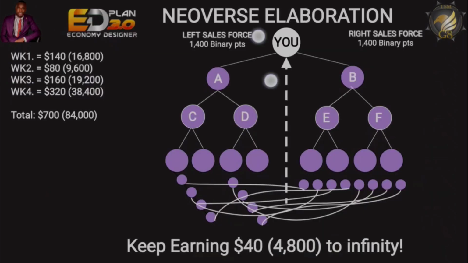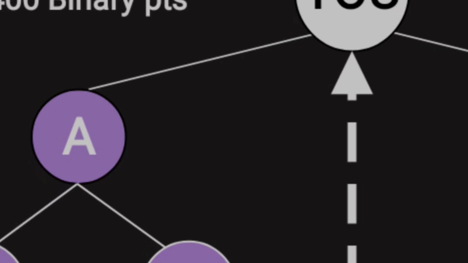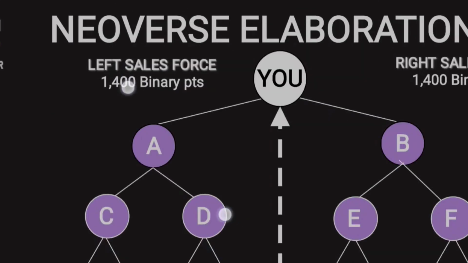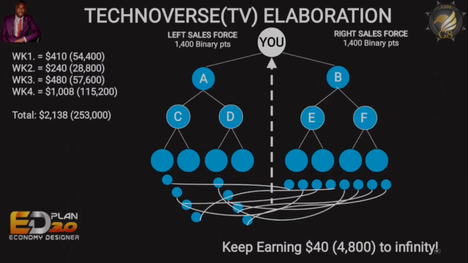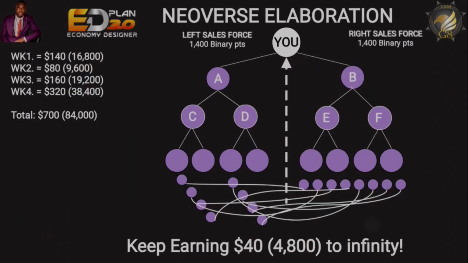Now, once you get started with a Neoverse, that is you there. Once you are in the business, that is you there at the top. And then we help you build the business. We help you build a very big team. And this team is individuals who are joining with Neoverses. So person A has joined you with a Neoverse, person B has joined you with a Neoverse, like that, and then it goes down the road. In the first week, you're going to make $140. Second week, you're going to make $80. Third week, you're going to make $160. Fourth week, $320. Total cumulative from the first week to the fourth week, that is $700.